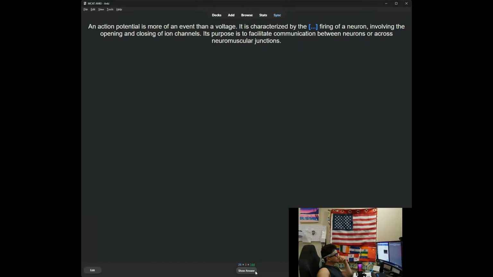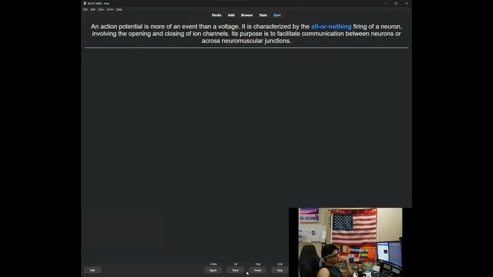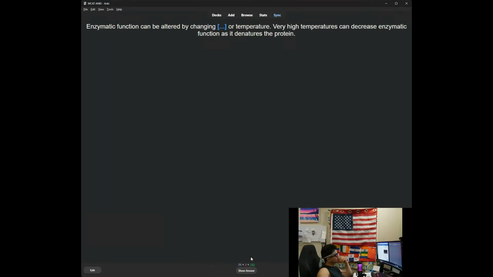Action potential is characterized by the all or nothing firing of a neuron. Denaturation happens with changing the pH or increasing temperature, usually the protein coming down. Most expressed phenotype: codominance.